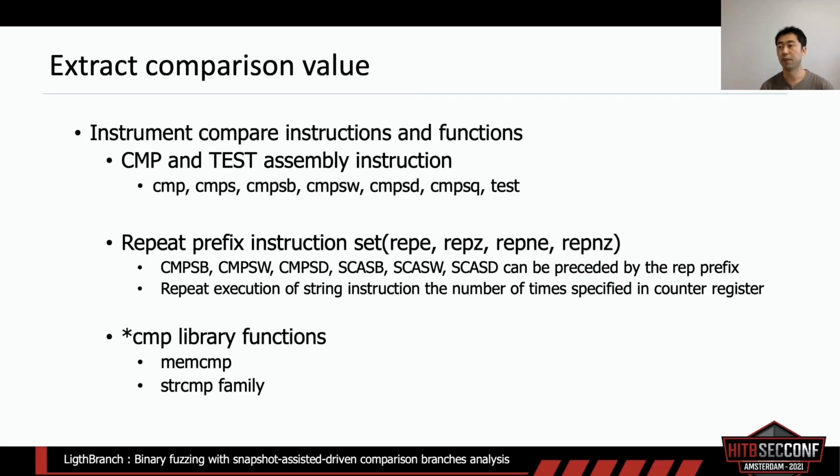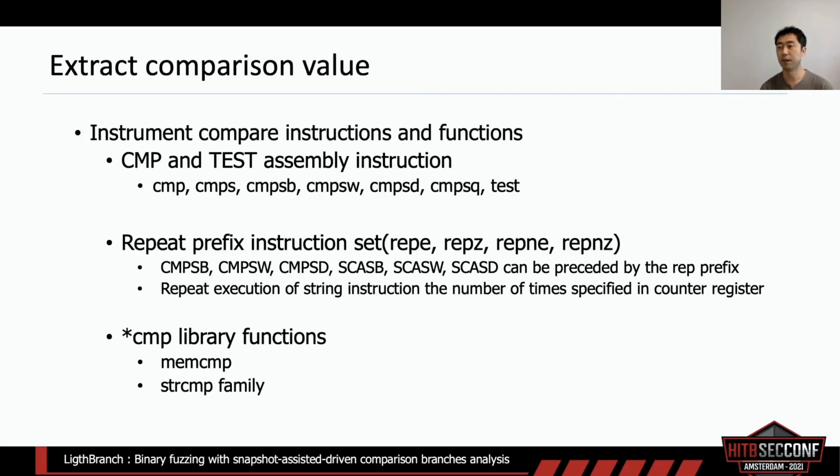Okay, finally, comparison value extraction. Actually, we generate input at this stage. This is pretty simple compared to the snapshot mechanism. Our branch analysis module instruments compare instructions and functions. You can see there are 3 types of comparison code we need to analyze, and these are commonly used inside the binary.